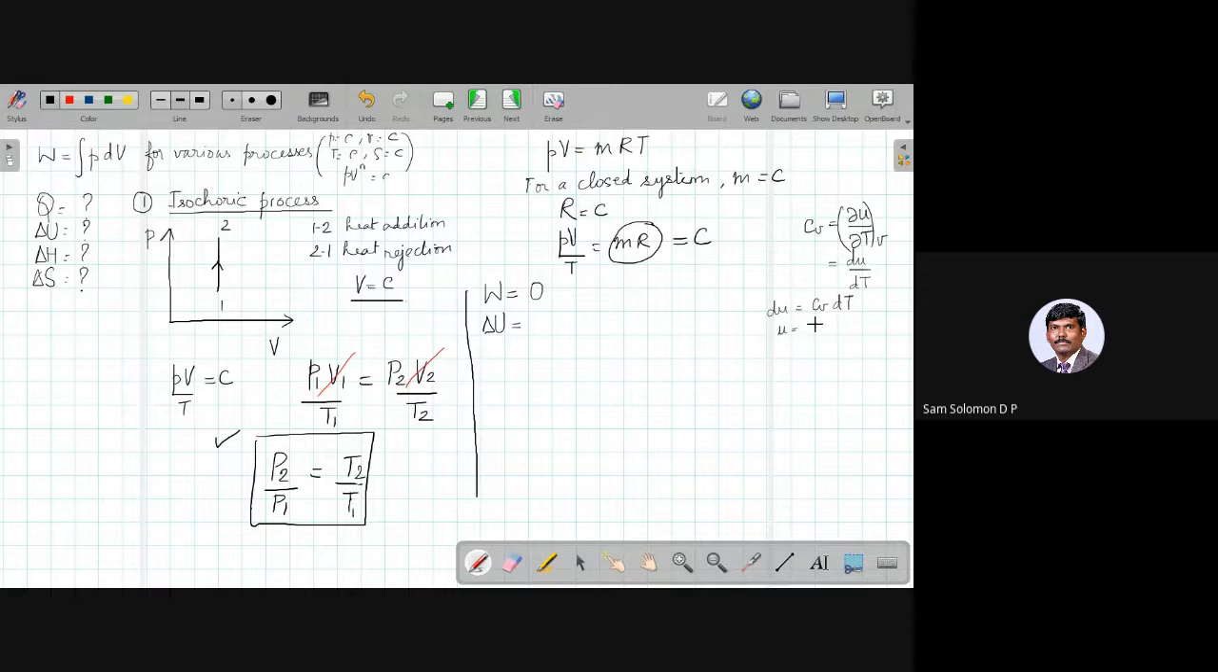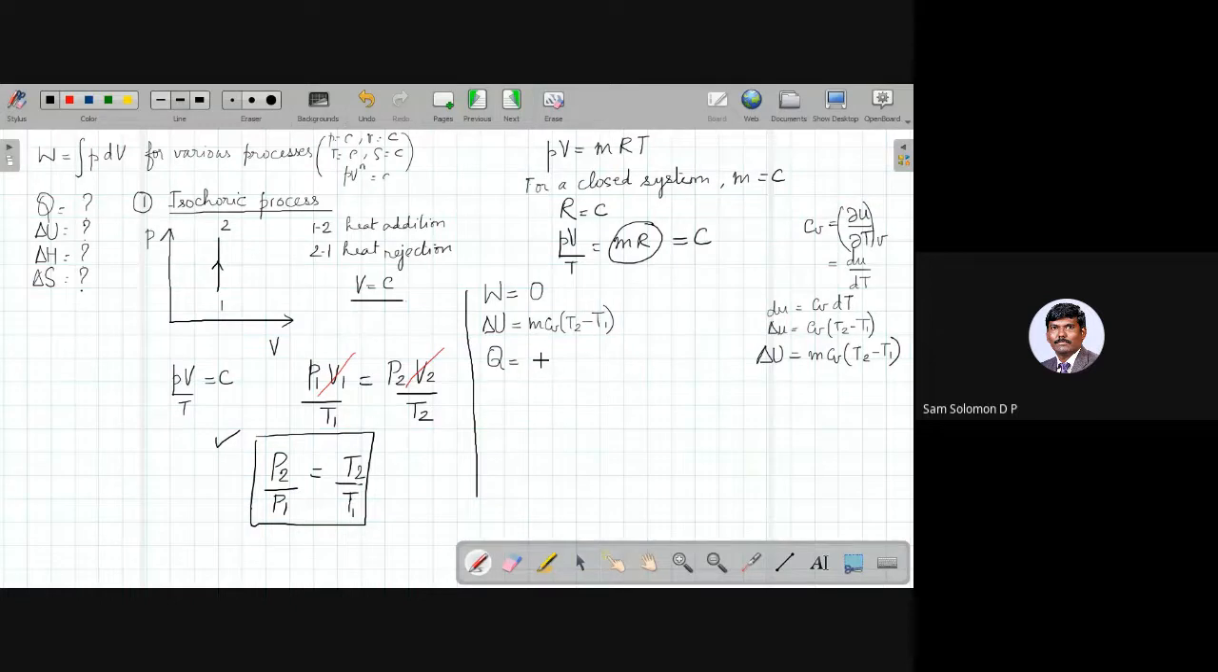So delta u is equal to Cv times T2 minus T1. If it is capital delta U, it has to be multiplied by mass times Cv times T2 minus T1, and it is a constant volume process. So change in internal energy, you can write this as mCv times T2 minus T1. Okay.